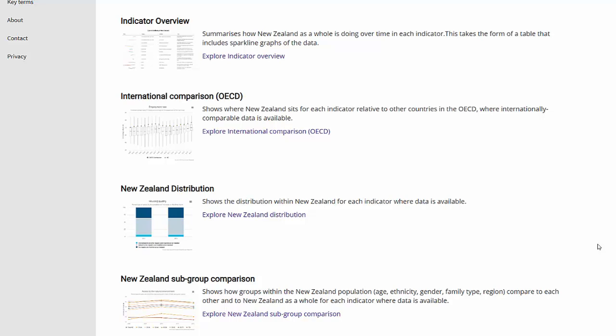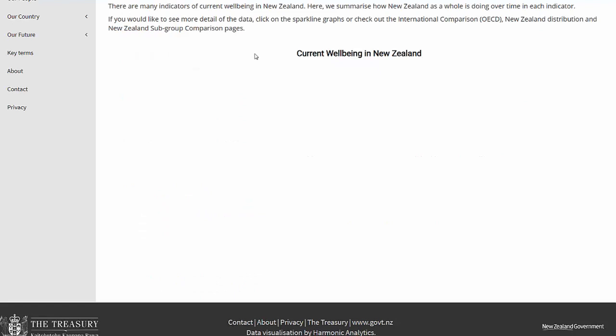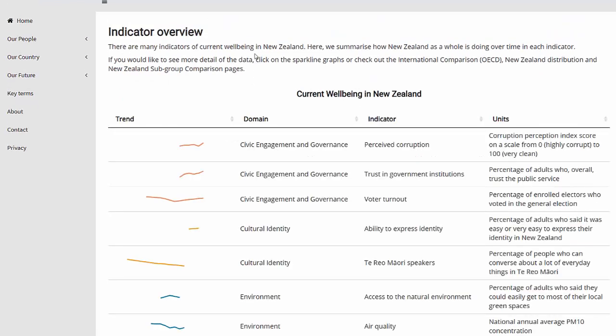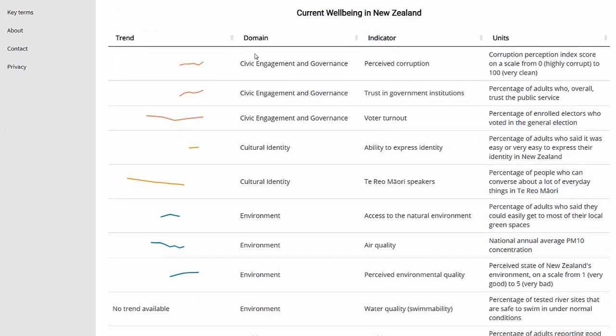Current well-being can be thought of as well-being at a point in time, and we measure it through 12 well-being domains. On the Indicator Overview, you can see all 12 domains divided and their associated indicators in the form of sparkline graphs. A sparkline is a simplified line graph, useful for making quick comparisons. Here we can provide a snapshot of the overall state of well-being in New Zealand. You can click on any sparkline graph to expand it into a full line graph.